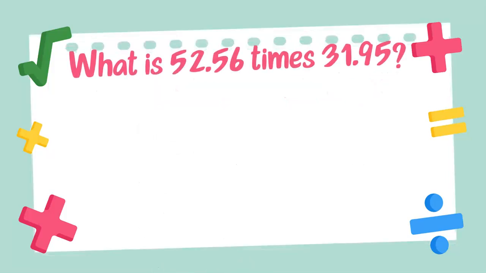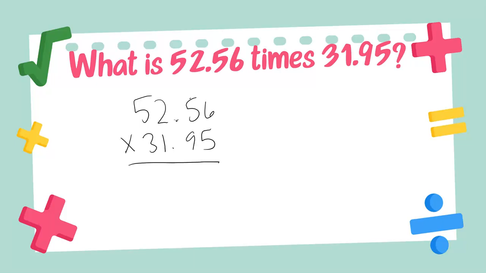Let's look at another one where both numbers have decimal places. So 52.56 times 31.95. So again, we're going to go through this completely like normal, just as we usually would.